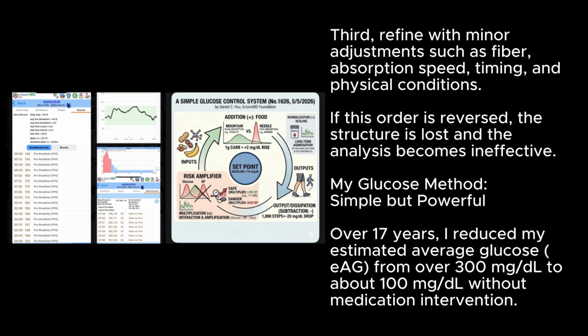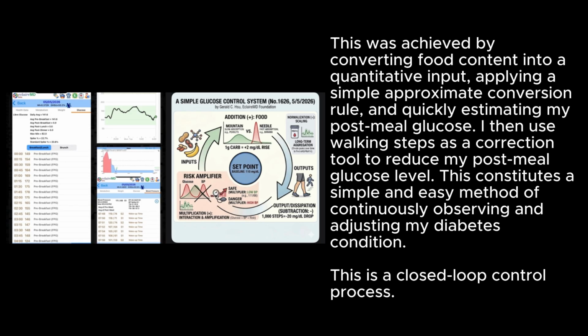Over 17 years, I reduced my estimated average glucose from over 300 mg/dL to about 100 mg/dL without medication intervention. This was achieved by converting food content into a quantitative input, applying a simple approximate conversion rule, and quickly estimating my post-meal glucose. I then use walking steps as a correction tool to reduce my post-meal glucose level. This constitutes a simple and easy method of continuously observing and adjusting my diabetes condition.